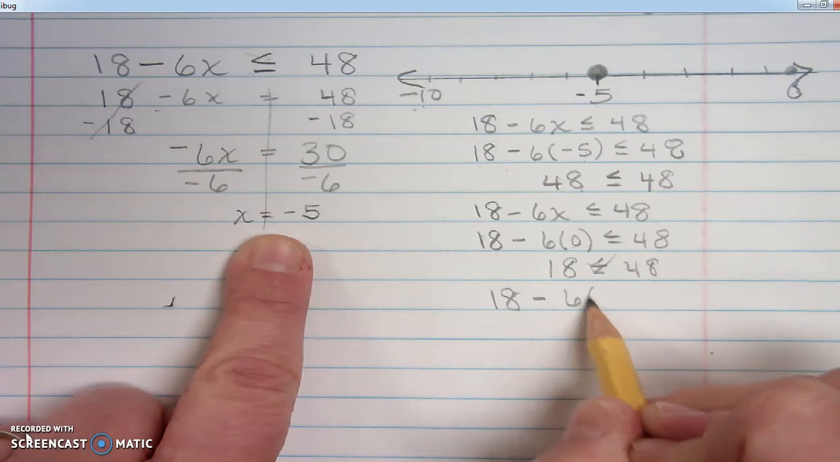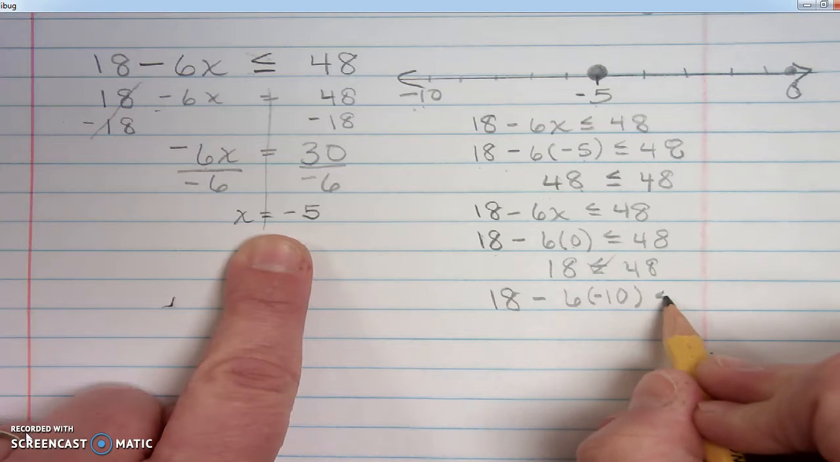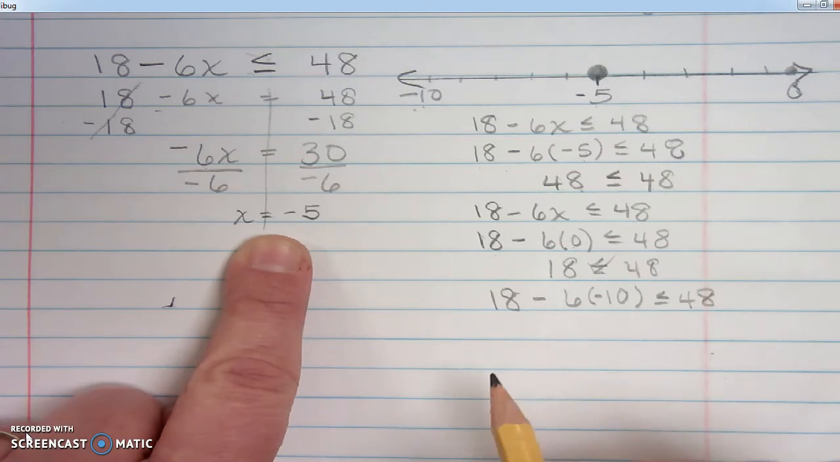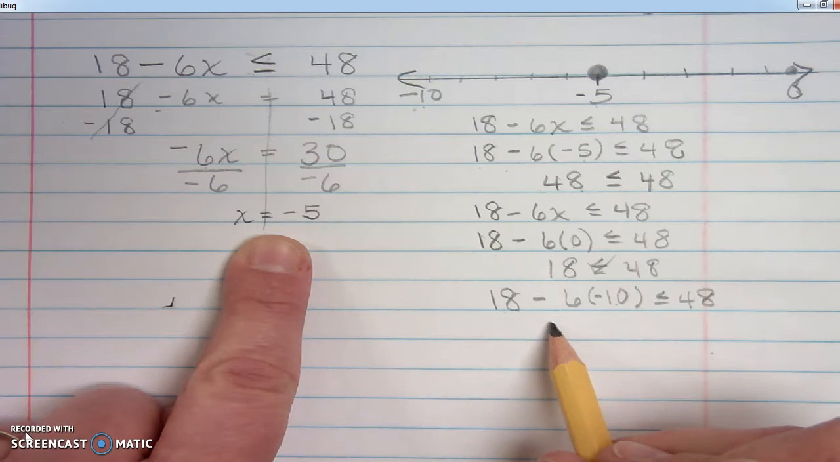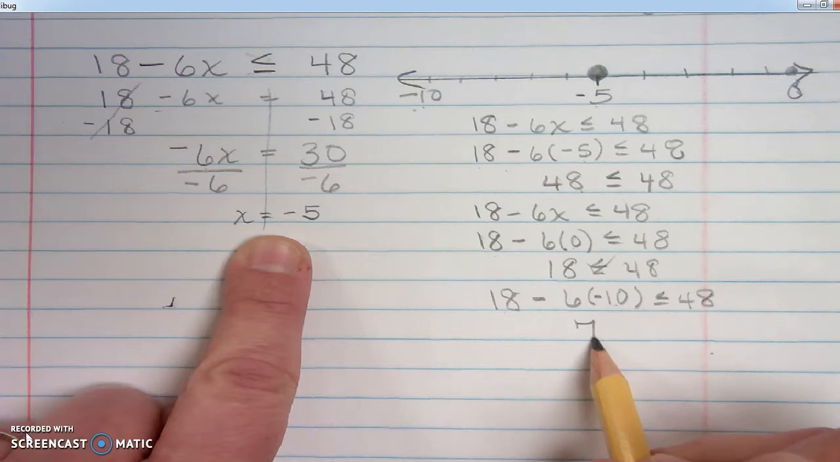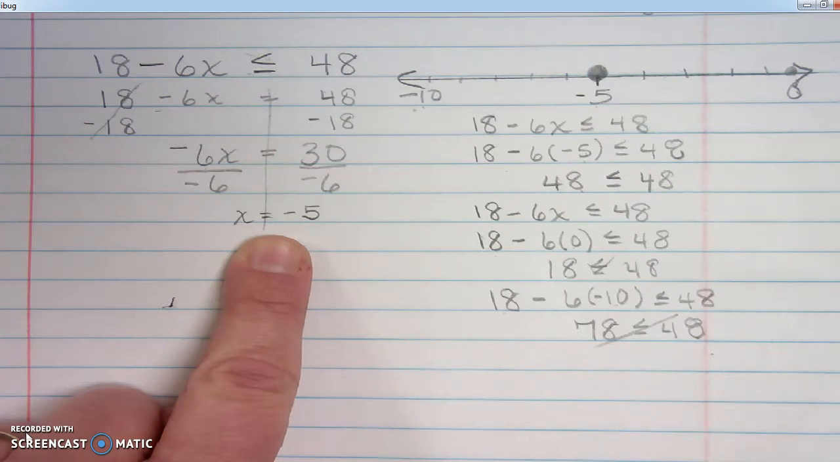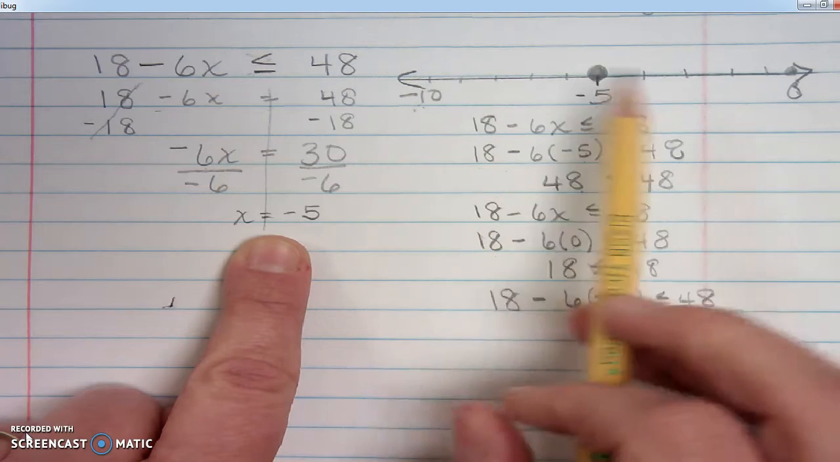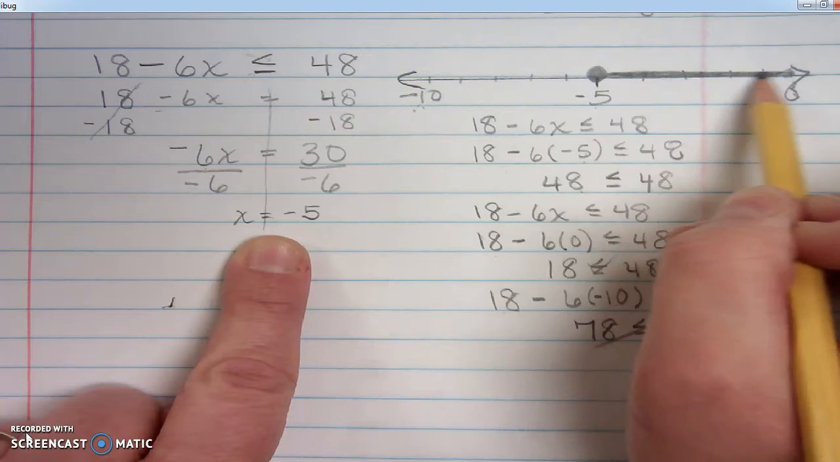18 minus 6 times -10, don't forget the negative, is that less than or equal to 48? So 6 times -10 is -60. 18 minus -60 would be the same as 18 plus 60, so that is 78. Is that less than or equal to 48? No, it's not. So it means -10 does not work, but 0 did, so that means that the solutions must be over here. Everything to the right of -5.